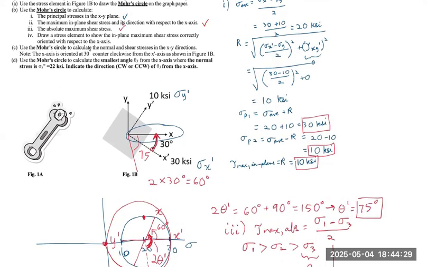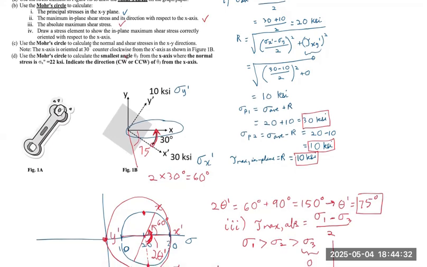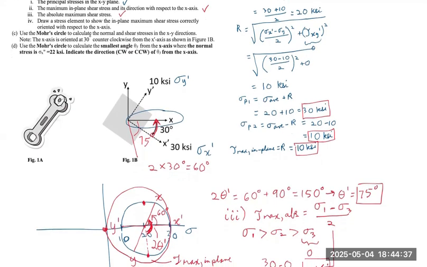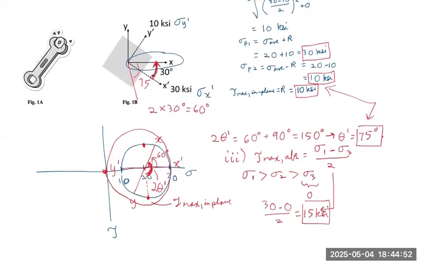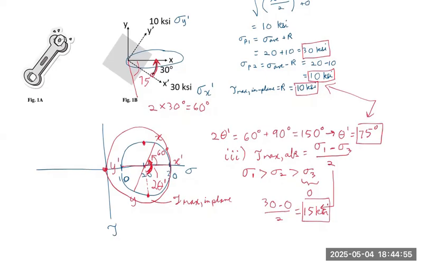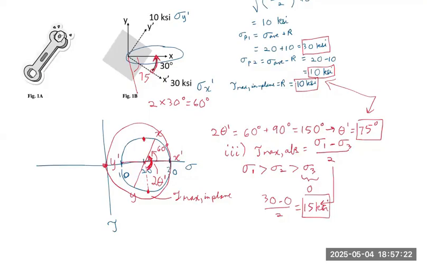And now for part 4, we want to draw a stress element to show the in-plane maximum shear stress correctly oriented with respect to the x-axis. So part 4 is kind of referring back to these two parts of our previously calculated entities. And also the Tmax absolute is basically this location over here, basically the vertex of this larger circle.